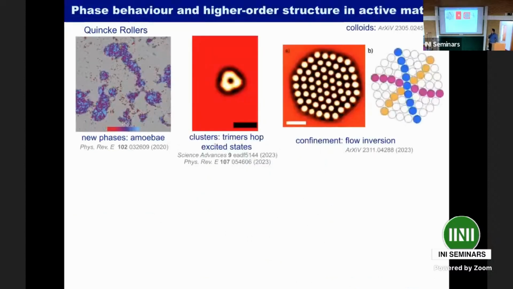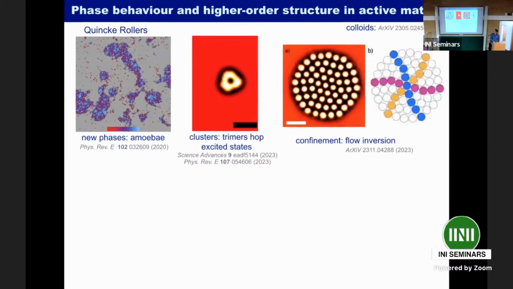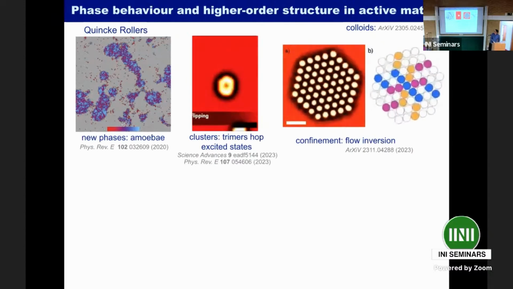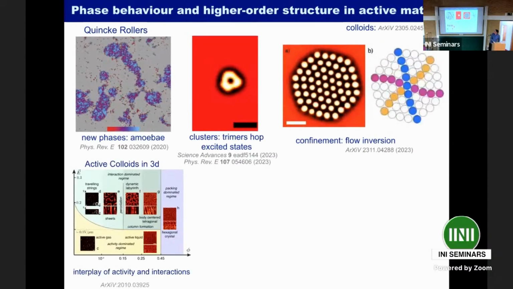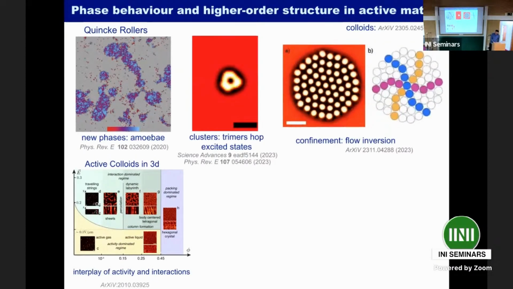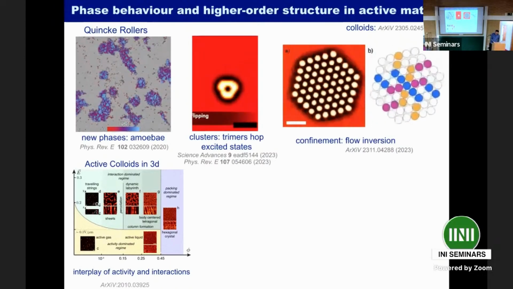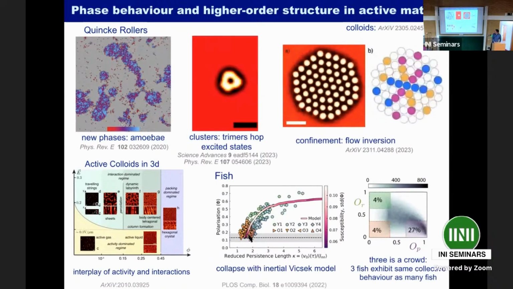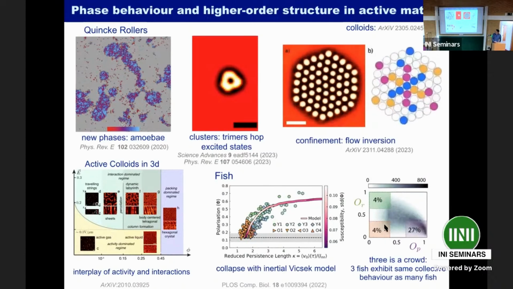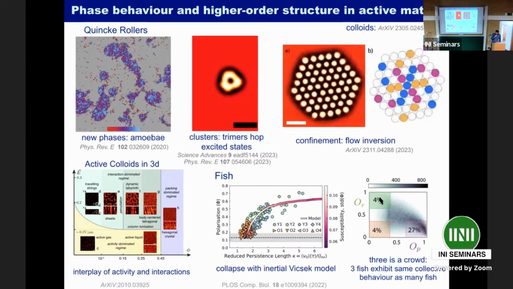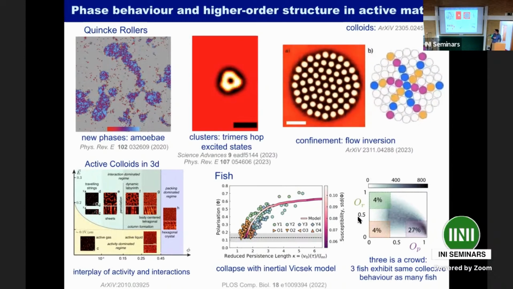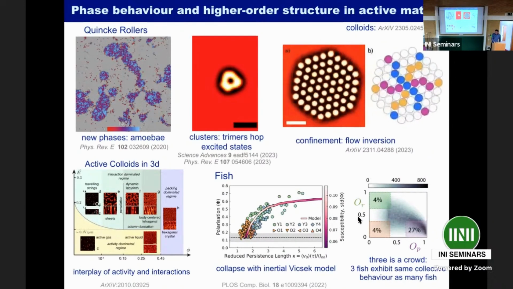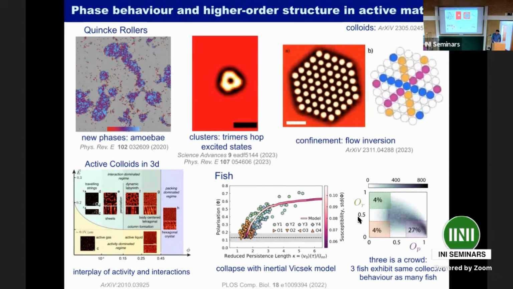Okay, so that pretty much brings me to the end of what I wanted to tell you. I talked about these new phases in the Quincke Rollers, and I've also talked about the active colloids in 3D, and I told you about the fish. That is to say, the fish can be well described by the Vicsek model with inertia, and there's also this three-state system that the three fish occupy, and that's fundamentally, at least in terms of what we can measure, not different to the many fish system.